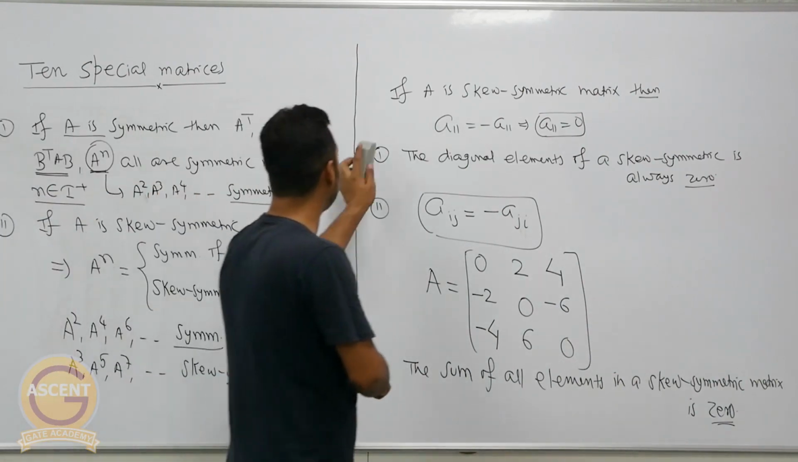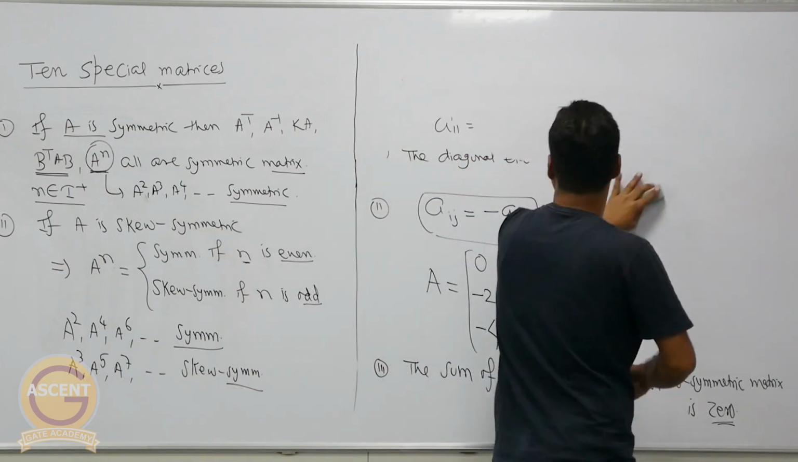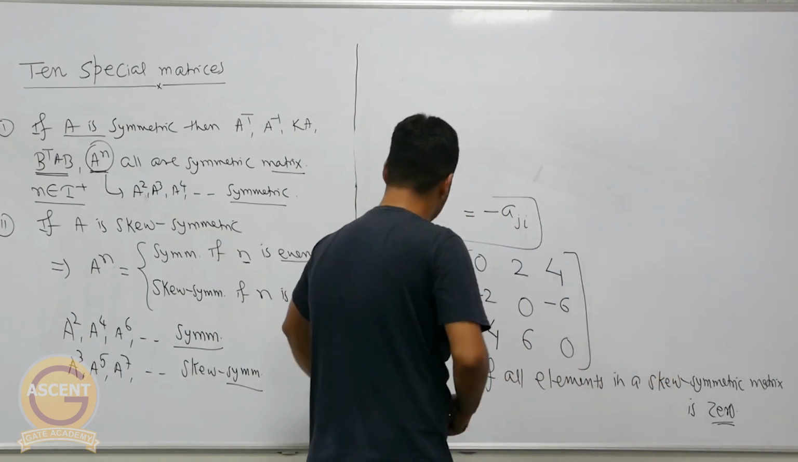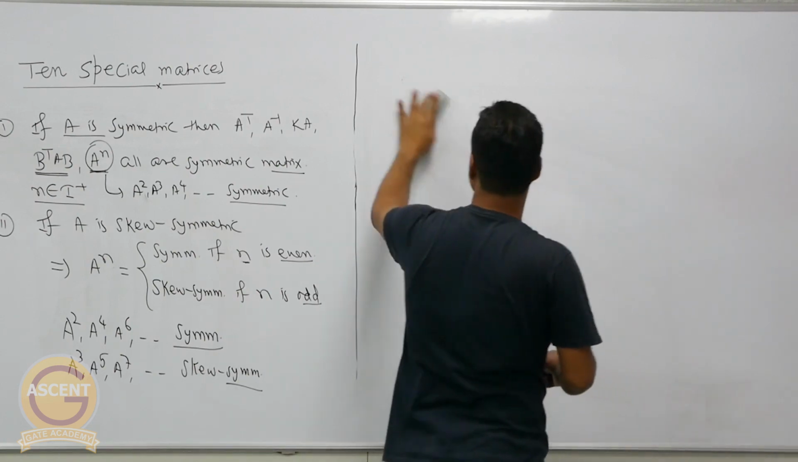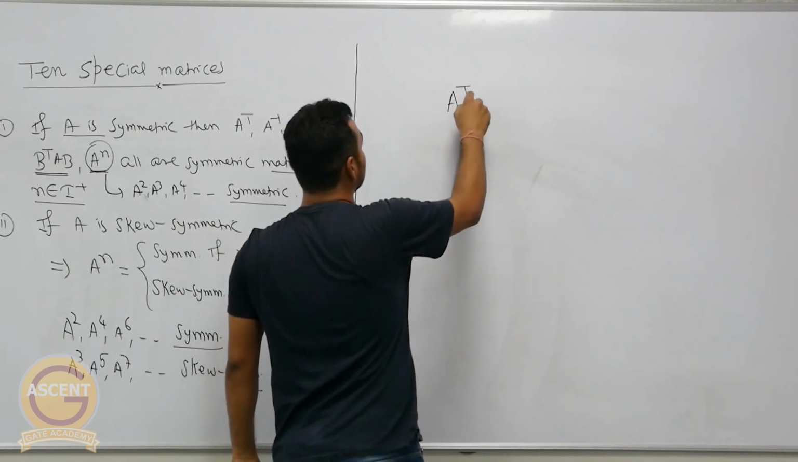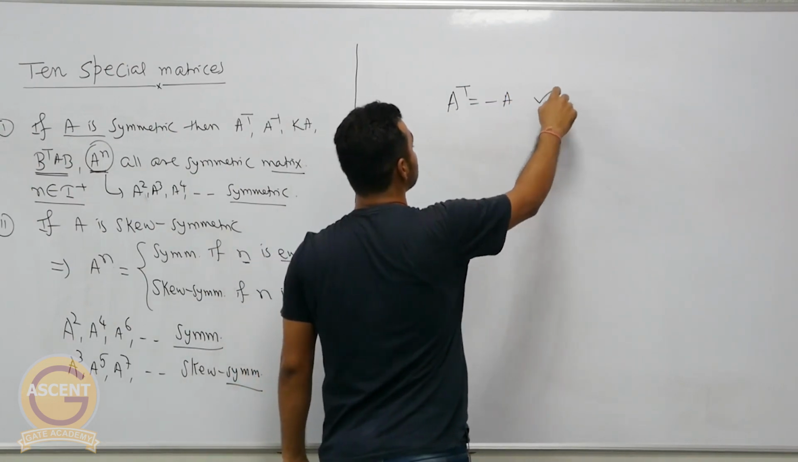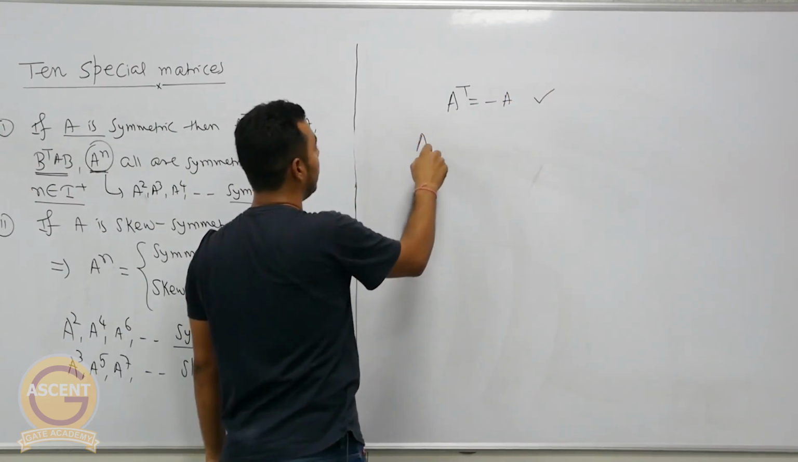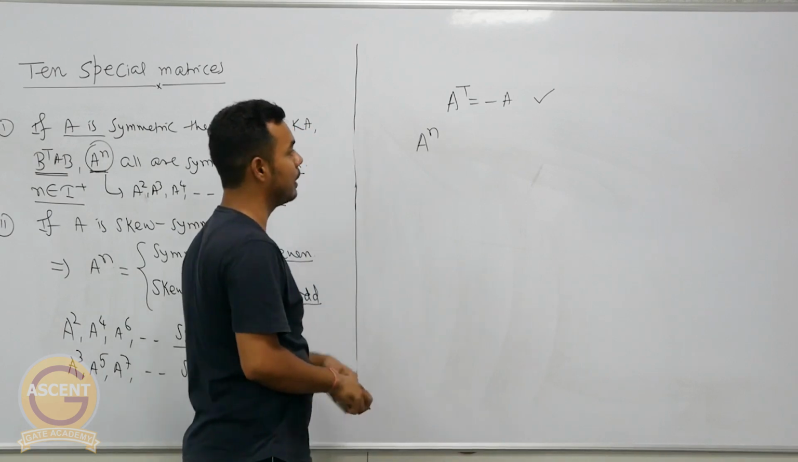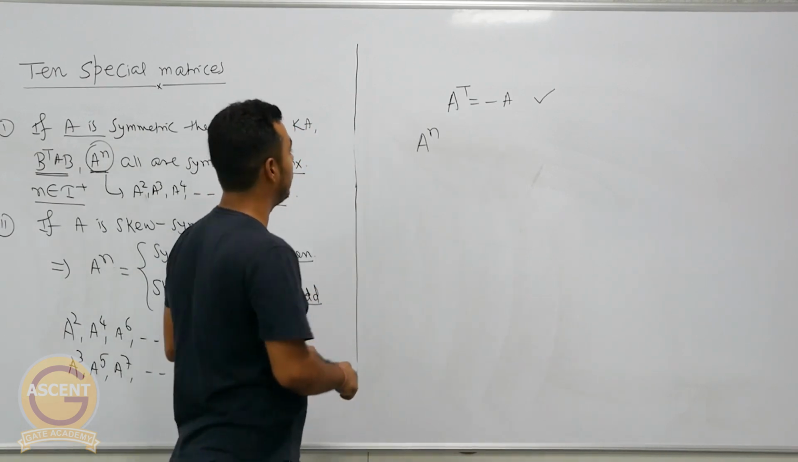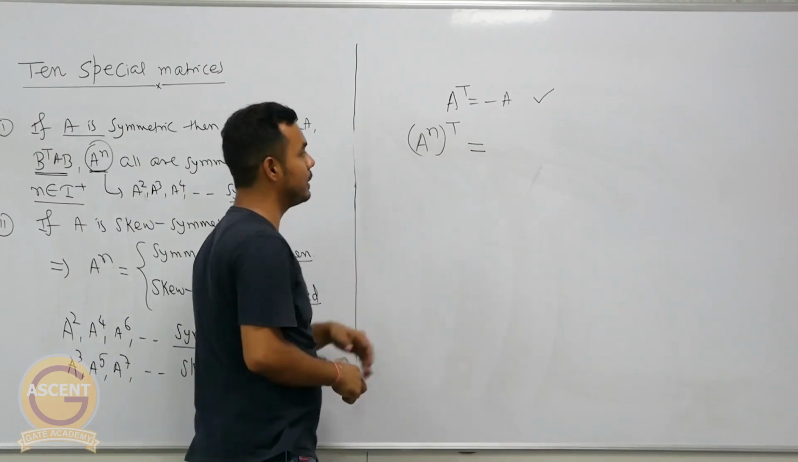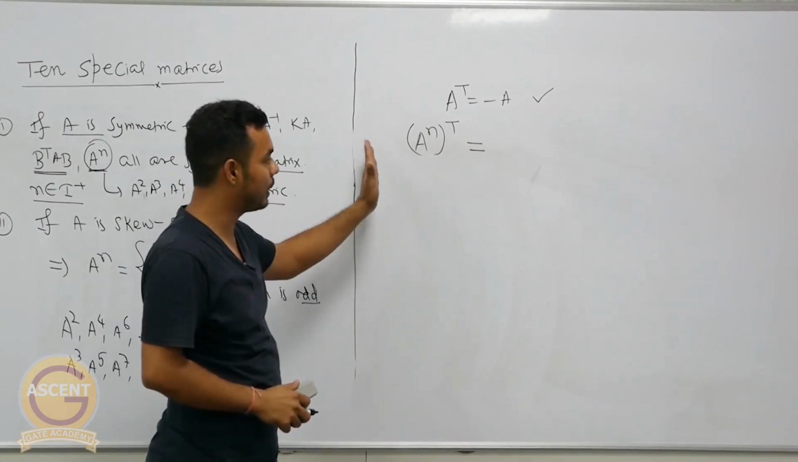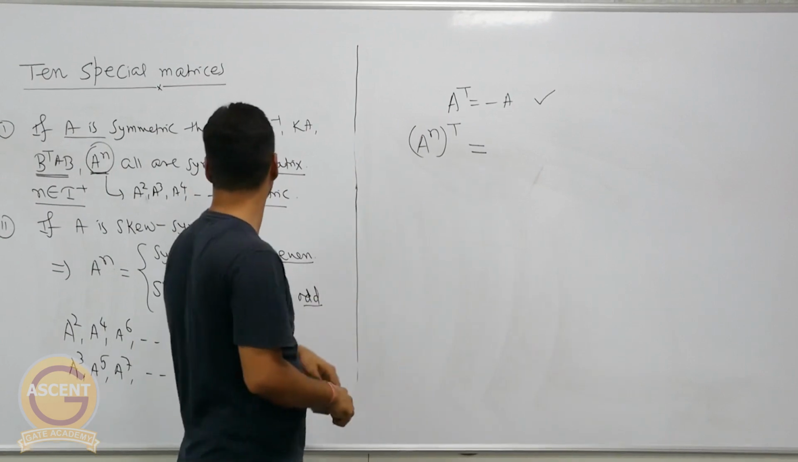See, if it is given that A is skew symmetric, then A transpose will be negative of A. This information is known to us. Now we want to find whether A to the power n is symmetric or skew symmetric. So calculate the transpose of this matrix, and if you get the same matrix, then it will be symmetric. If you get a minus sign, then it will be skew symmetric.